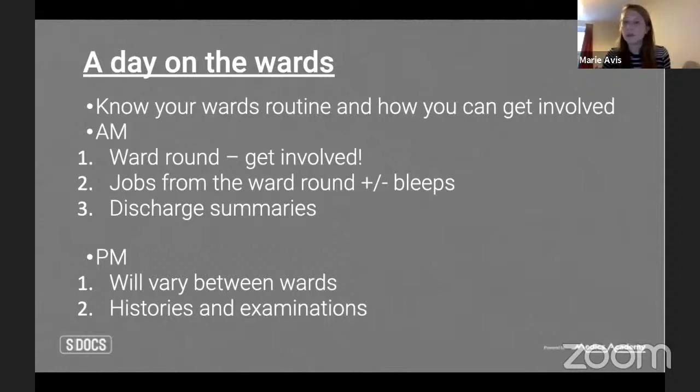But I find the afternoons a really brilliant time to do your histories and your examinations on the patients in the ward. So ask your doctors, but also ask the nurses, who's a good patient for me to see? You might have spotted one on the ward round, but if not, you can ask, who's friendly, who's well enough to have a chat with me, who's got interesting signs, or who's got a good murmur, or that type of thing. And they'll be able to help you out. And it's a really good way to improve your skills.